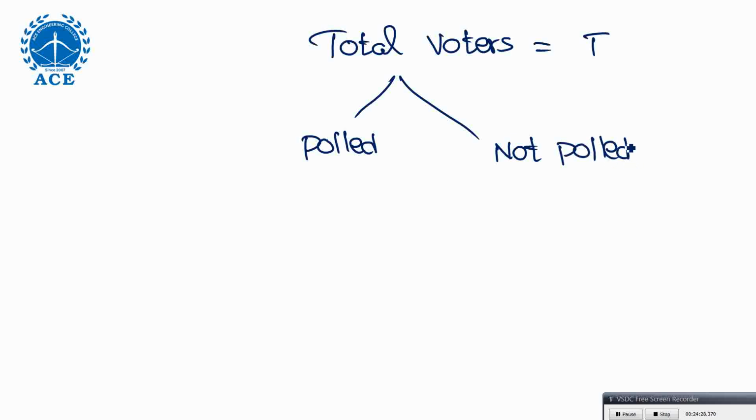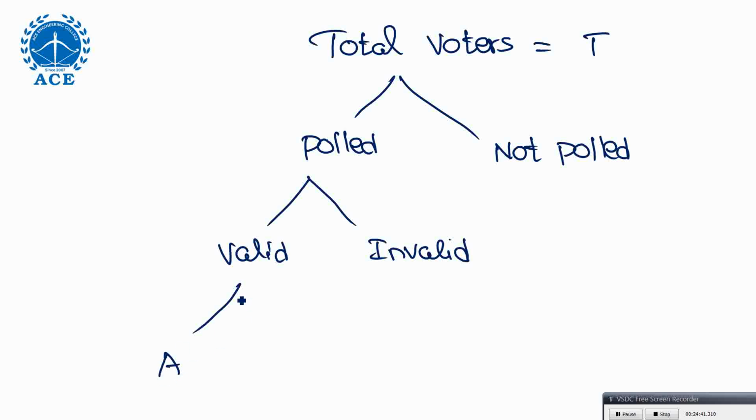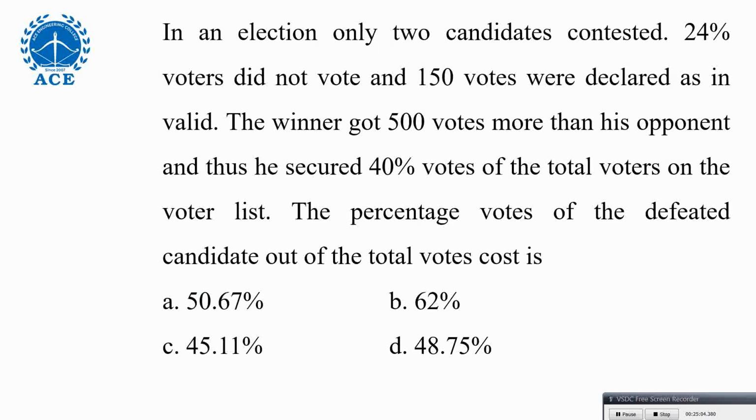How many people attend for voting? Among polled, valid and invalid. Now which votes are counted for the candidates? Valid only. These valid votes are related to the two candidates A and B. That's the entire concept actually: total voters, polled, not polled. Here they clearly mention only two candidates. In reality, in some constituencies there are 10 or 15 candidates, also independents, but here they gave only 2 candidates, and we are going with 2 candidates only.